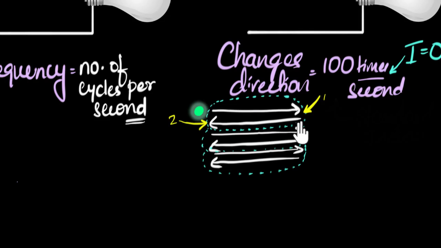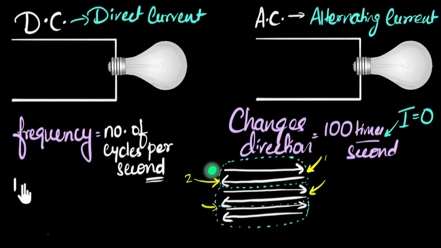That's important. Same case with the second cycle as well. It goes forward, whoop, changes its direction, goes back, changes direction, and gets ready for the next cycle. Then it goes forward, changes direction, goes back, changes direction. So in 1 cycle, the electron changes direction 2 times. So let's write that. In 1 cycle, the electron changes direction 2 times.